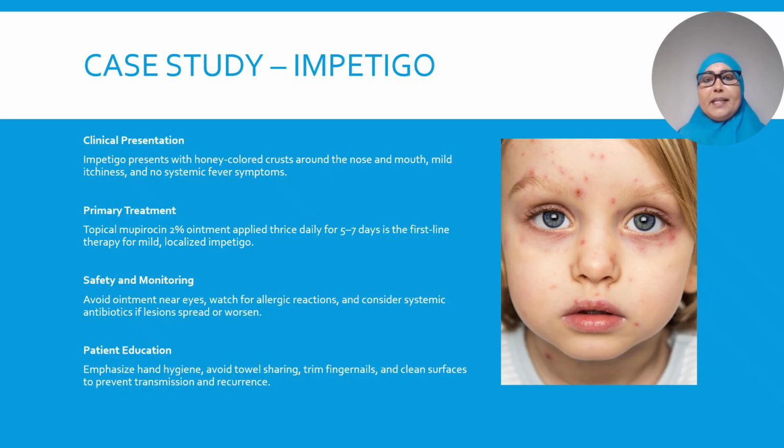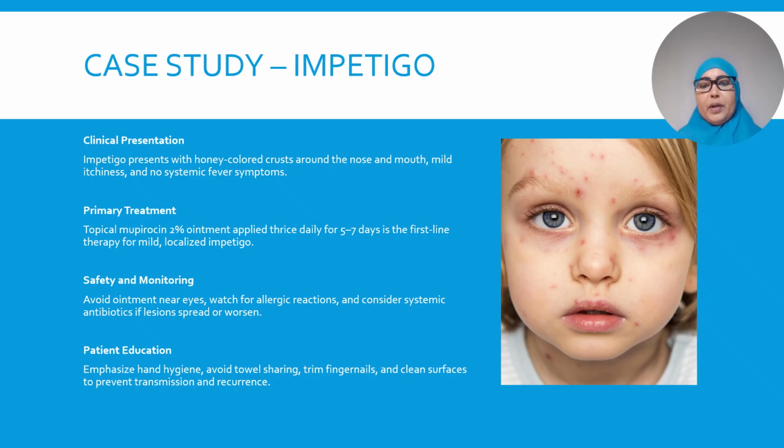The clinical presentation of impetigo is honey-colored crust around the nose and mouth, and mild itchiness. No fever. The primary treatment for impetigo is topical mupirocin 2% ointment that you will apply twice a day for 5 days. That is the first therapy for mild local impetigo.